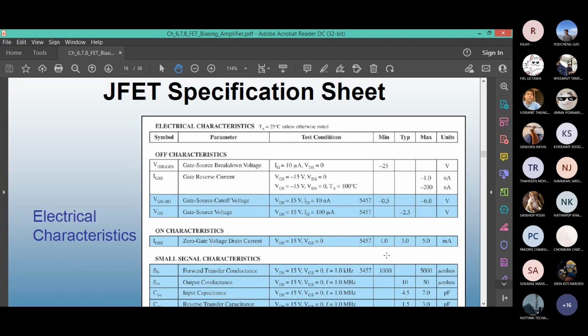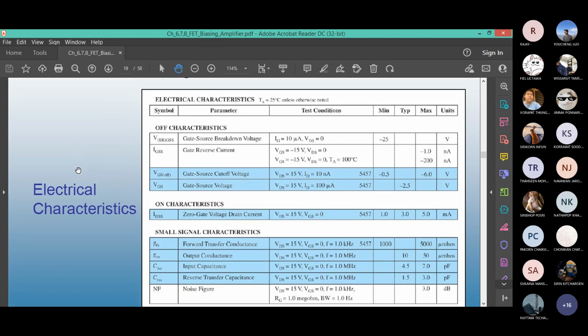Here are some examples of what information you can find on a JFET spec sheet. It is a convention to report everything at room temperature, which is 25 degrees Celsius. So there are some limits. You cannot provide infinity voltage or infinity current, both in positive or negative way. If you exceed the safe limit, the JFET is going to get destroyed.